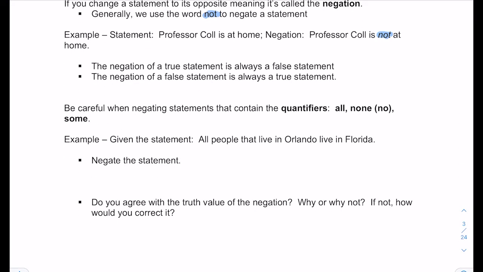We need to be careful when we negate statements that contain the quantifiers all, none, or some. So if I'm given the statement, all people that live in Orlando live in Florida, pause the video and negate the statement.